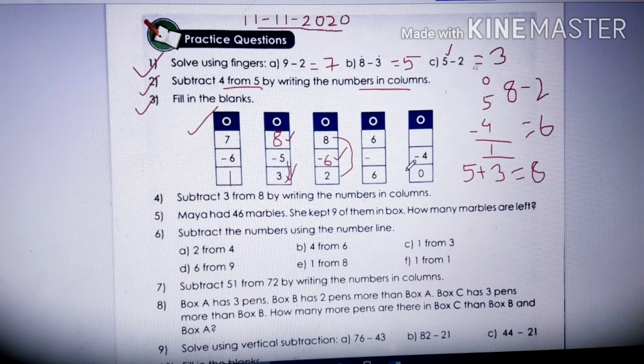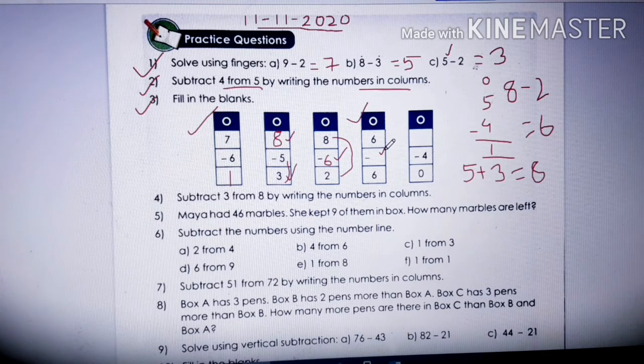Understood? Now next, 6 minus 6. Now children, here what we need is a smaller number, isn't it? The bigger number is arranged first and the smaller number is arranged below the bigger number. So we have to find the smaller number.